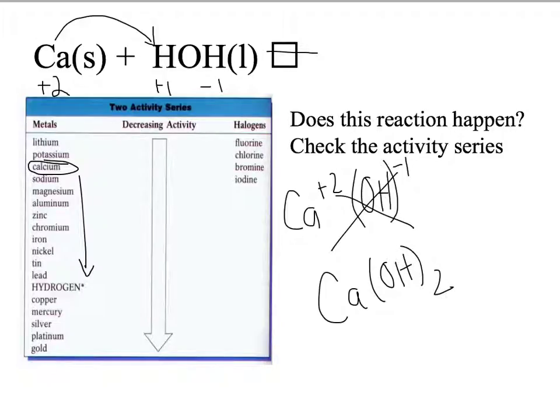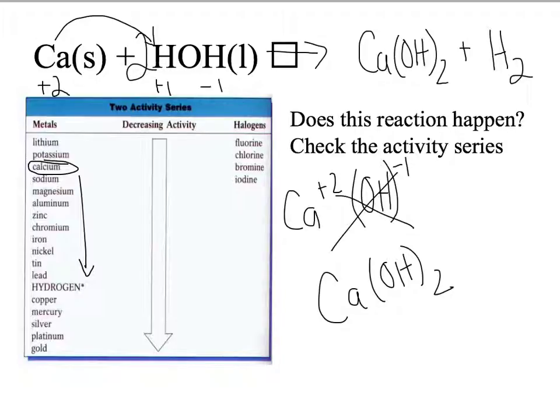All right, so we have Ca(OH)2 plus whatever's left over, hydrogen, which is H2. We need to make sure that there are that many hydrogens and that many hydroxides, so we put a 2 there, and now it is all balanced. Beautiful. We're almost done.